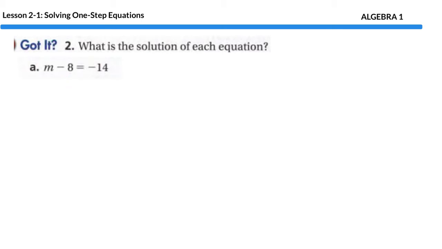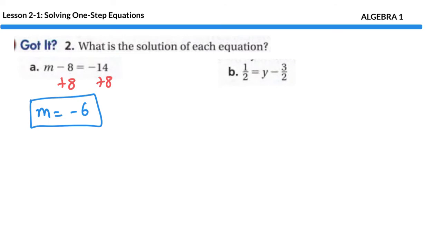So I add 8 plus 8 on both sides. So what do I get? m is equal to 8 minus 14 is minus 6. So that is the solution of this equation. So try another one.